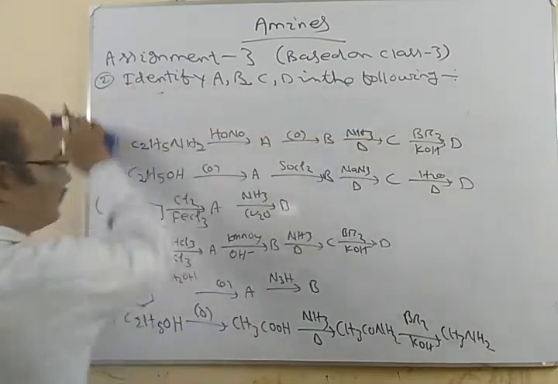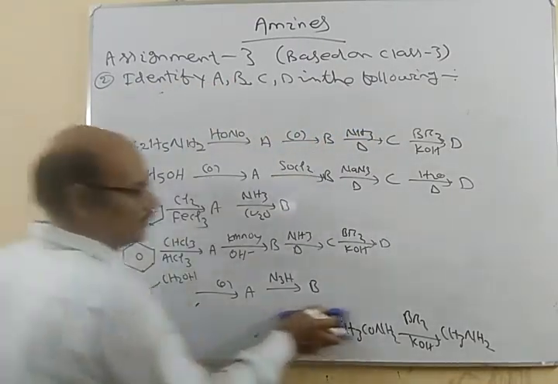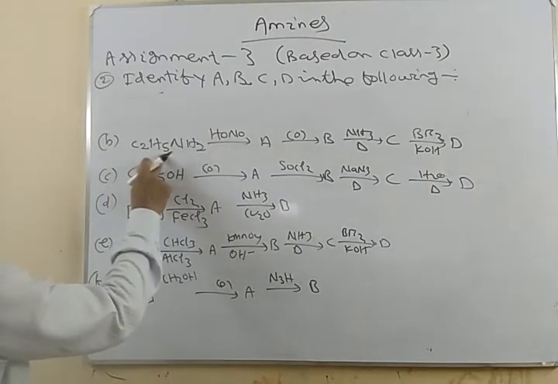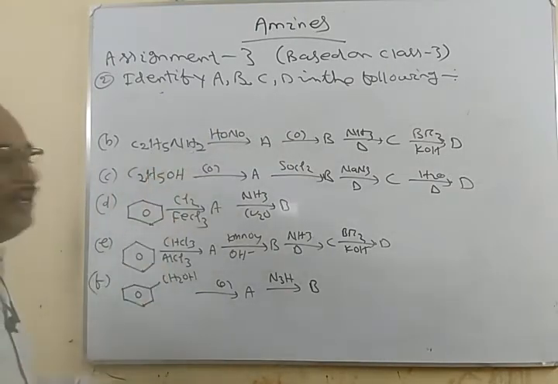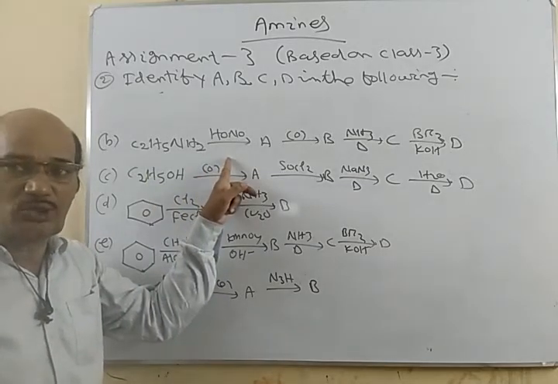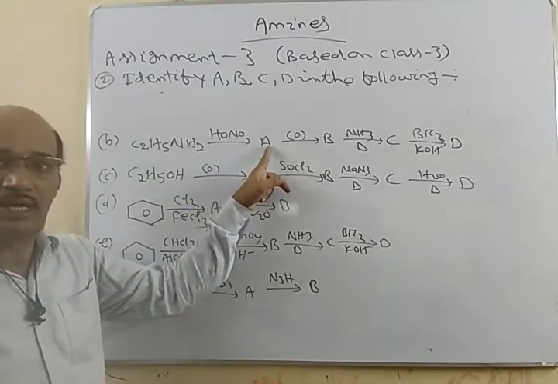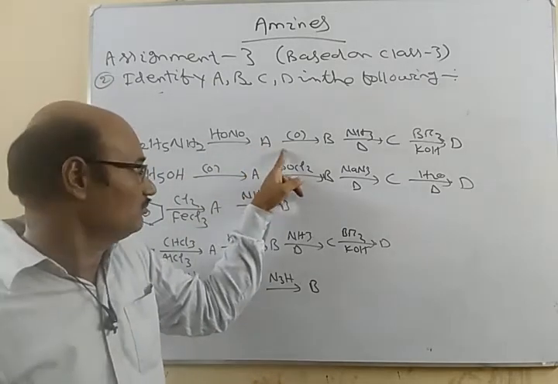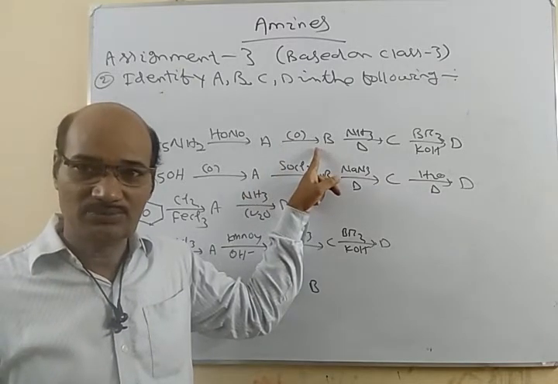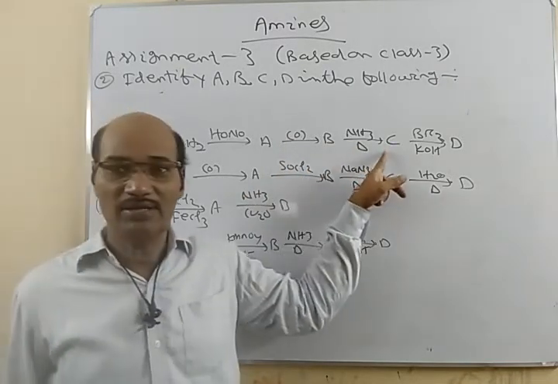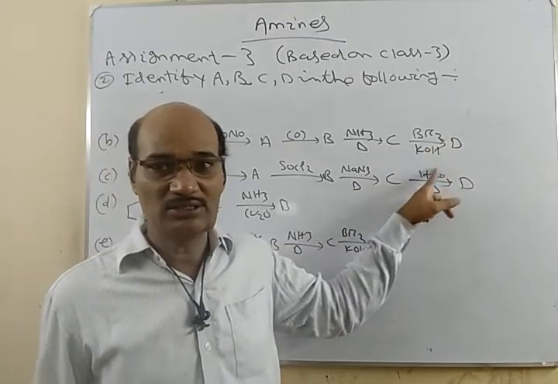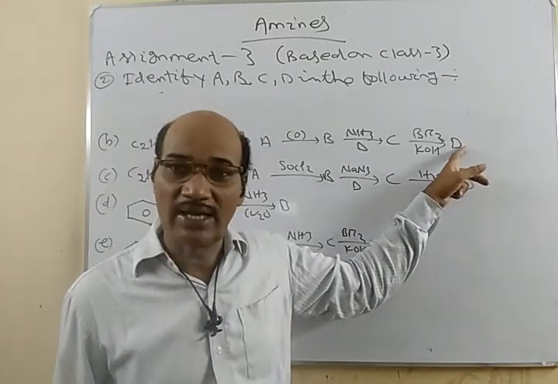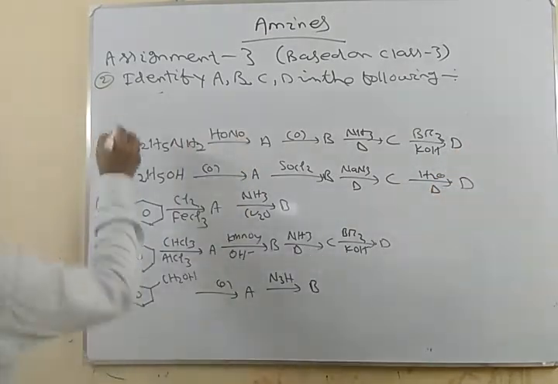Now, B, what do you see? C2H5NH2, ethyl amine. Amine, but with nitrous acid, HONO, will give what? Alcohol, C2H5OH. Alcohol undergoes oxidation and will give what? Carboxylic acid. Then heated with ammonia, amide. Br2/KOH gives what? Amine, one carbon less. That means this is your methyl amine.